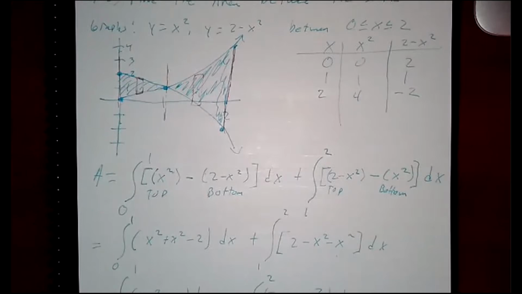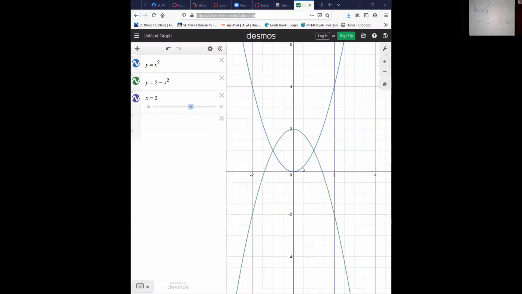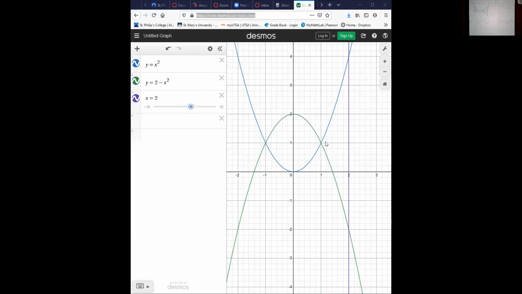If we go back to our calculator, let's look at it. My teacher didn't let me use it, but that's cool. Sure. Graph it on the calculator and you're like, okay, well, I can tell that from 0 to 1, that's the top, that's the bottom. 1 to 2, it's switched, right? And that's it. Just find the integral for this part and the integral for this part.